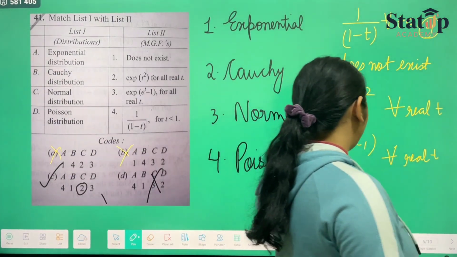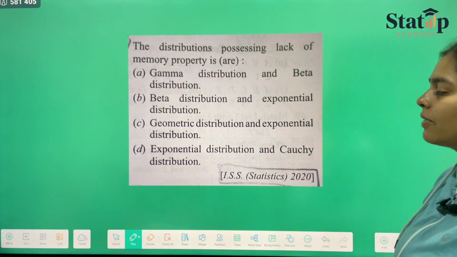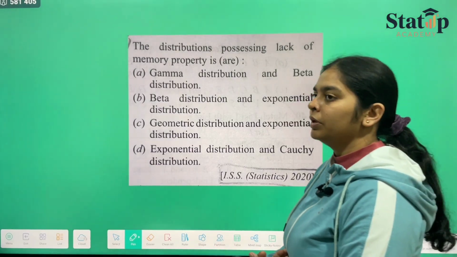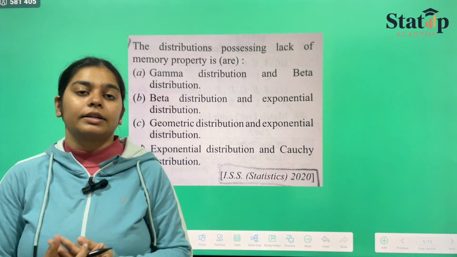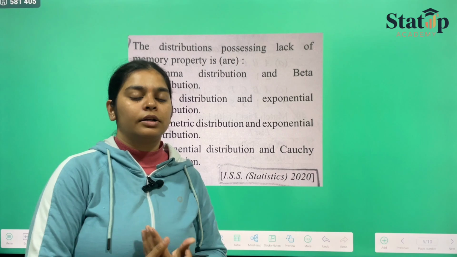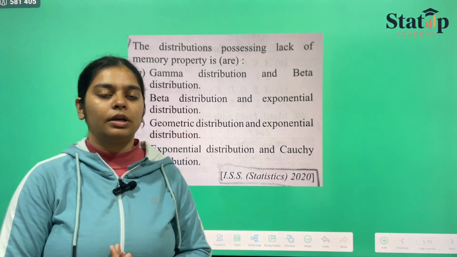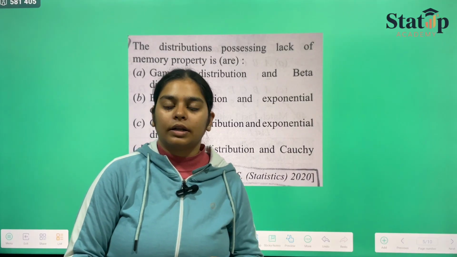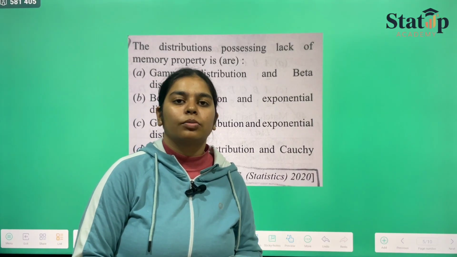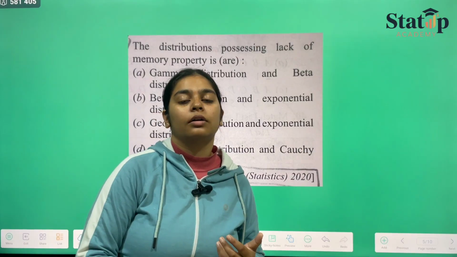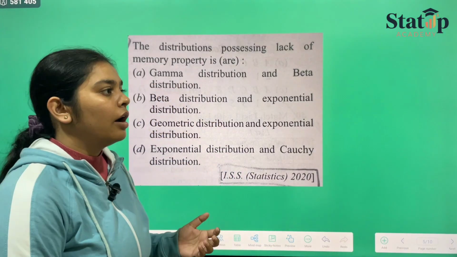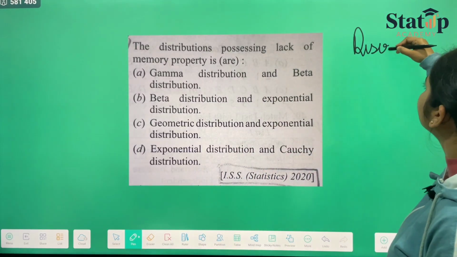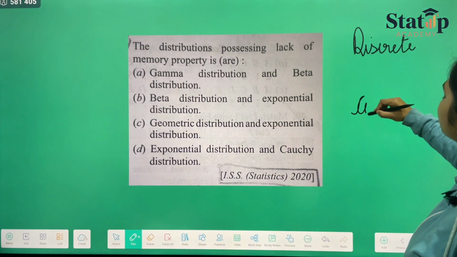Right? Now moving forward to another question. This is a very important question. This is the lack of memory property. What is the lack of memory property? Suppose I am computing a conditional probability, then I should have the previous probabilities in order to compute that conditional probability. But some distributions do not have any relation with the previous one. This holds in discrete distributions and in continuous distributions.